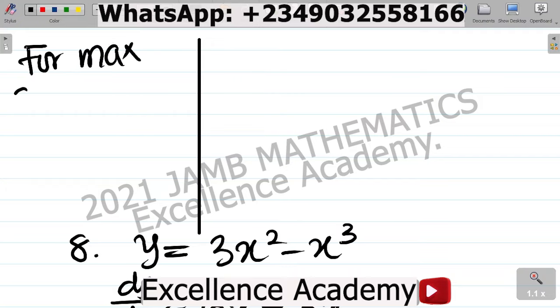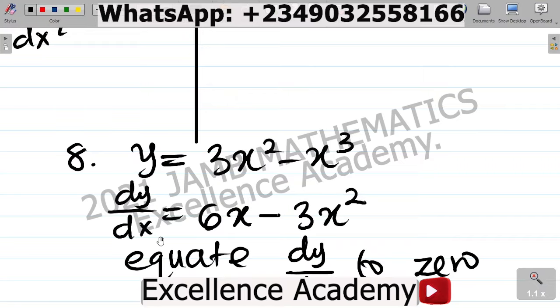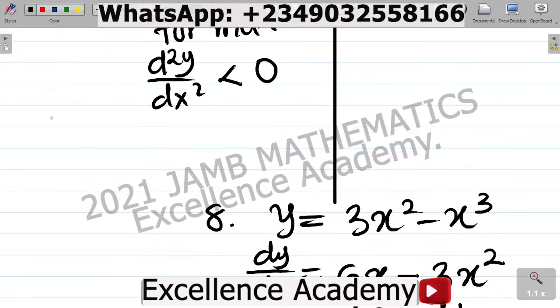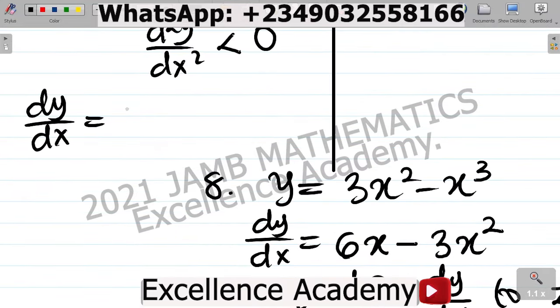For maximum value, the condition there is d squared y over dx squared should be less than 0. That means it should be a negative term. And for us to get this work done, we have to find the value of d squared y over dx squared. To get it, we have to differentiate dy/dx. So let's differentiate dy/dx. We are given dy/dx from your question there. We've solved this to be 6x minus 3x squared.